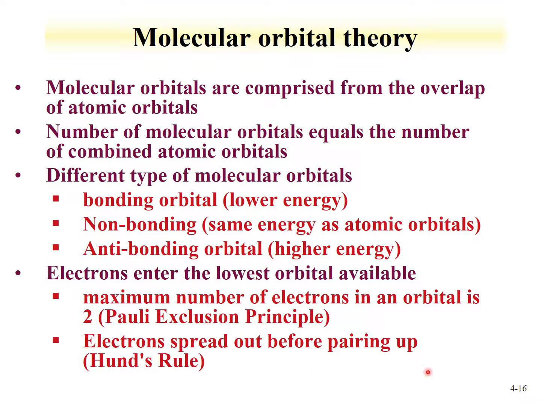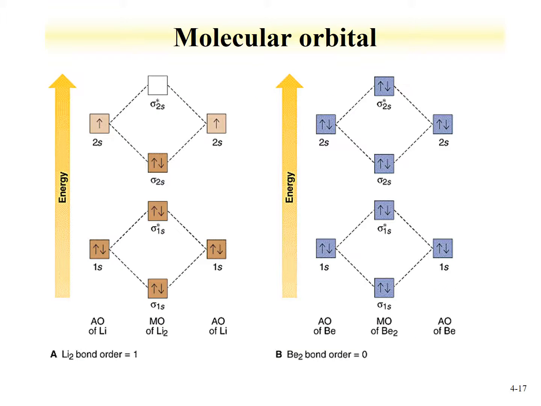The orbitals are formed between the atoms, forming the molecular orbitals, and the electrons enter the lowest orbitals available. They fill these orbitals according to the Pauli exclusion principle and Hund's rule. Some simple examples of molecular orbitals are diatomic lithium and beryllium. As we see here, each lithium has 3 electrons. We form bonding and anti-bonding 1 sigma orbitals, and then a bonding 2 sigma orbital.